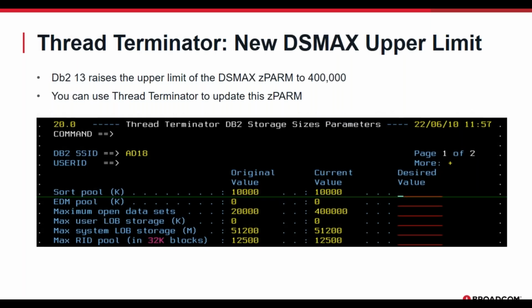Okay, Thread Terminator: as part of DB213, the DSMAX ZPARM upper limit was increased from 200,000 to 400,000, and Thread Terminator has been updated to allow you to modify your DSMAX value up to that new limit on a DB213 system. Here's a screenshot example of the maximum open data sets value, and you can see that it is currently set at 400,000 on our system.